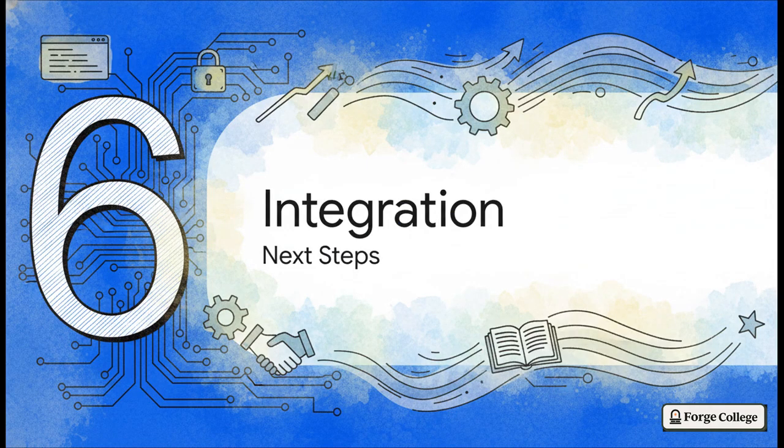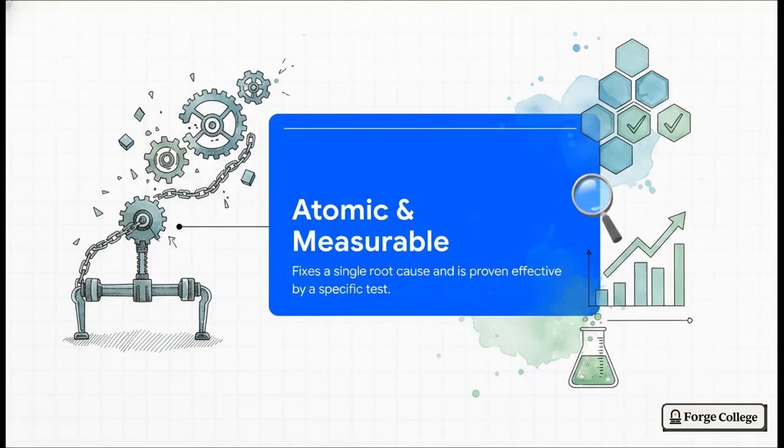Finally, part 6, integration and next steps. Before we wrap, I really need to drill down on 2 absolute non-negotiables, atomic and measurable. Every single remediation entry you make has to be both of these things. Atomic means your fix cleanly addresses a single root cause. A reviewer shouldn't have to untangle a massive web of code to figure out what your commit actually does. And measurable means the fix is proven effective by a specific test. Let me be totally clear here. If you cannot measure the fix, you haven't actually fixed it.